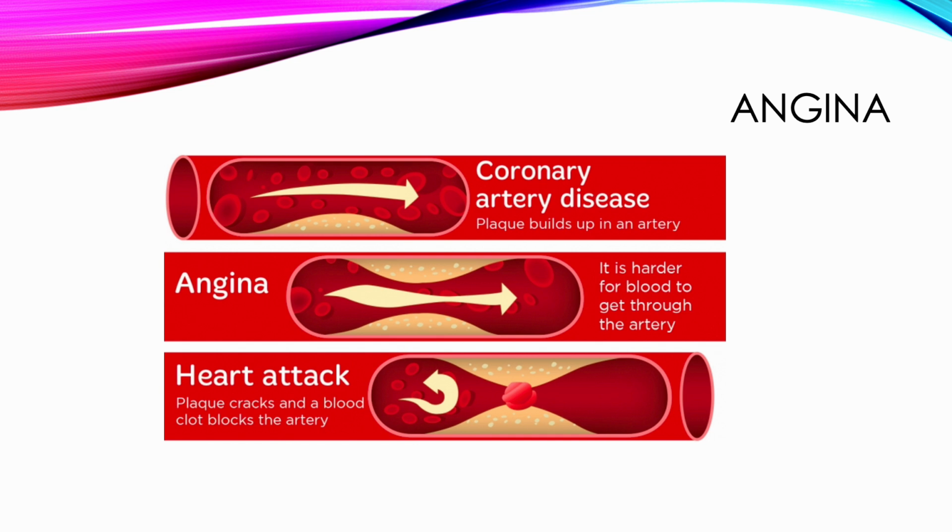Heart attack, on the other hand, there's a full thrombus here, if you look at this picture, and it totally blocks the blood flow. So the muscle gets necrotic and dies in an MI. So angina means injury and ischemia. Heart attack means cell death.